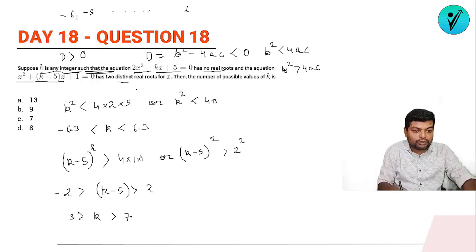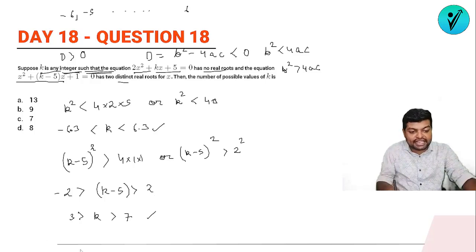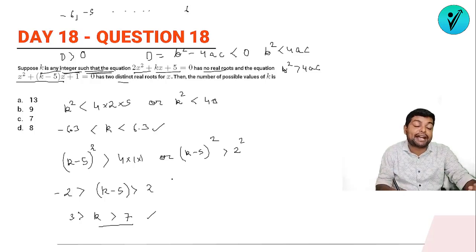Whatever the value of k will be, it must satisfy both this inequality and the earlier one. Here we saw that the values of k are from minus 6 to plus 6. If I consider the inequality k greater than 7, there are no common integers, because the maximum limit here is 6 and it says k is greater than 7. But if you consider k less than 3, then there are common values.